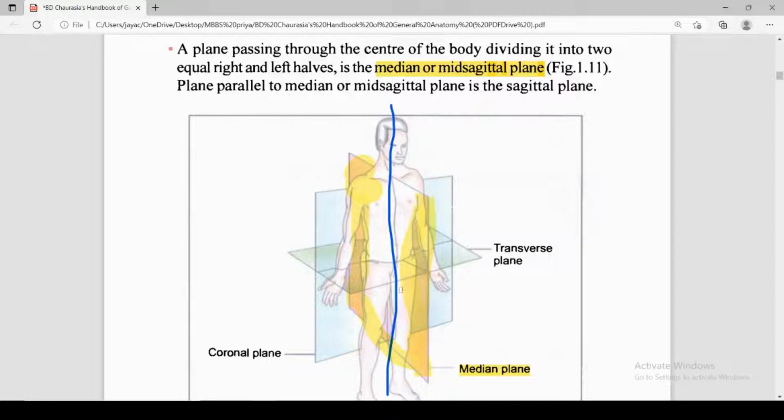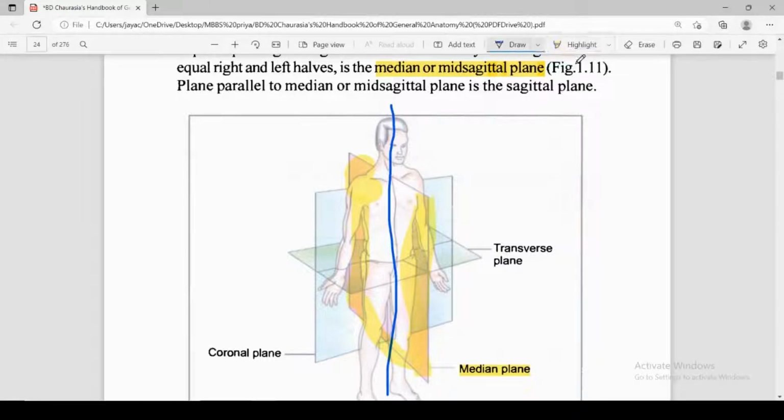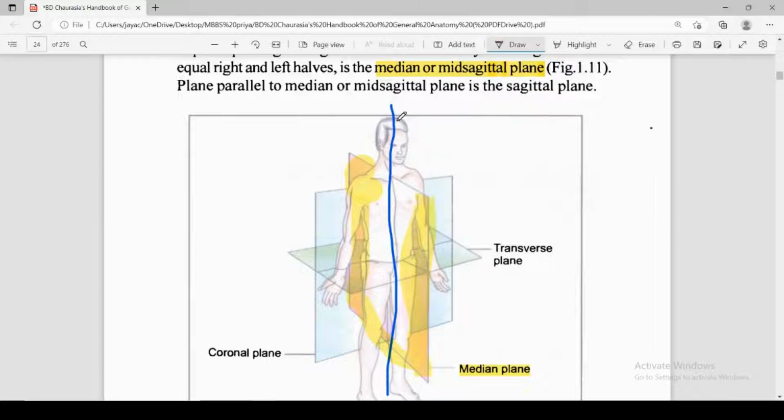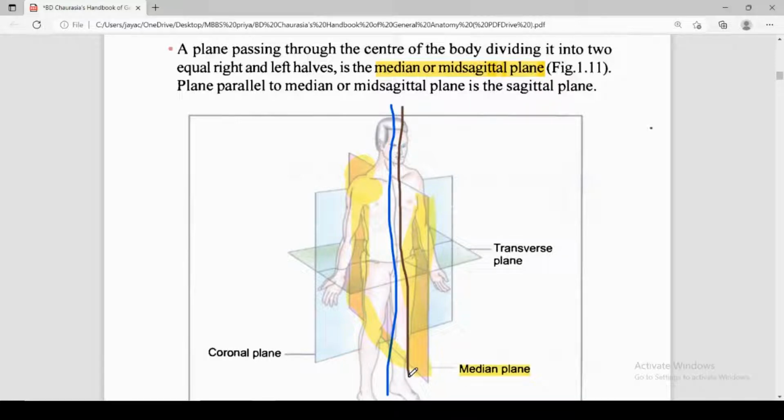Suppose the plane is parallel to the median plane, suppose like this, if it is parallel to this plane, but we are not dividing into equal right and left half. So we will not get equal right and left halves. So that is what we call the sagittal plane.